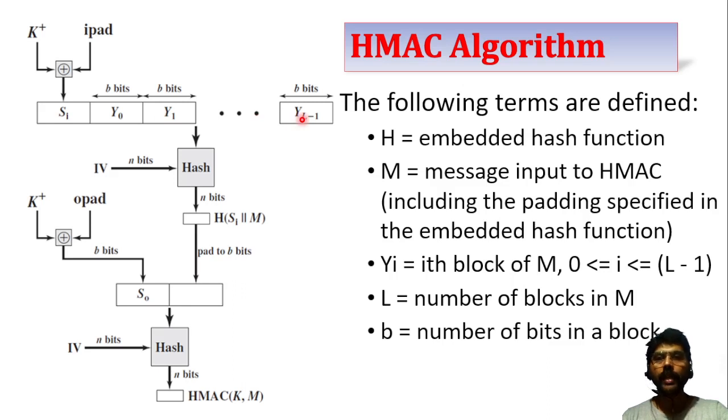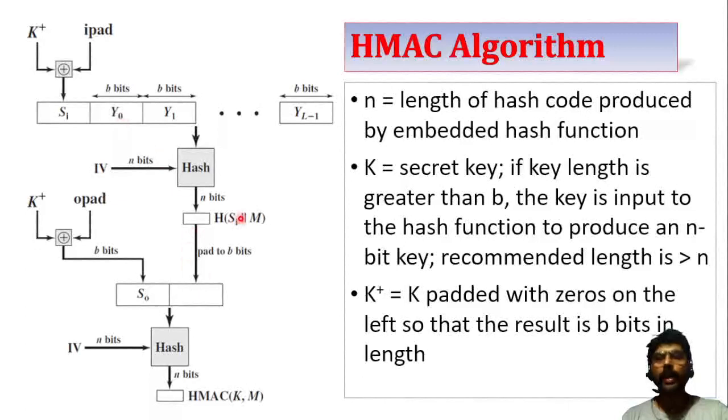Now L indicates the number of blocks created in message M, and b indicates that each block contains b number of bits. Next, n indicates the length of the hash code generated here. It will create n number of bits, that is nothing but the length of the hash code produced by the embedded hash function.